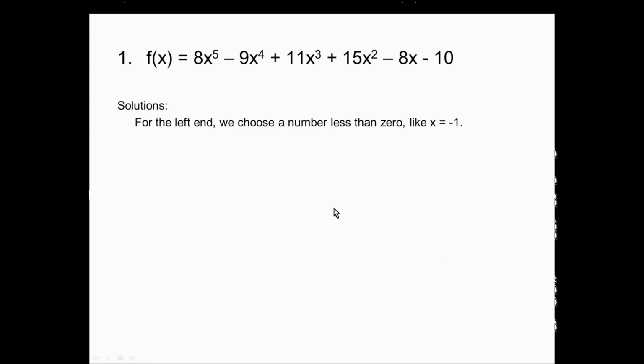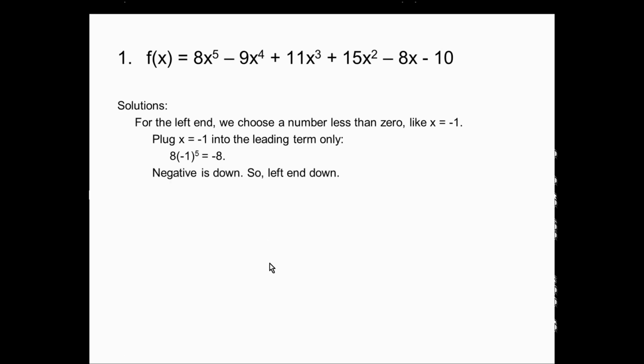So for the left end, we choose a number less than 0. That's what we mean by the left and right: to the left of 0, which is to the left of the y-axis, and to the right of the y-axis. I want to pick x to be negative 1. Just substitute negative 1 into the leading term. Don't worry about this other nonsense. We're not trying to graph it. I'm just trying to figure out, do I get a positive or a negative result? So we'll have 8 times negative 1 to the fifth. That's negative 8. You take negative 1 to an odd power, it's negative. Negative 8 is the end result for the leading term part. So negative is down. So the left end is down.